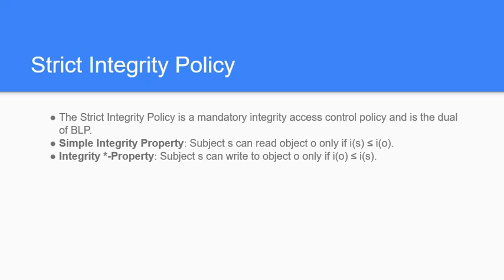The strict integrity policy states two rules or properties. The first one is the simple integrity property and the second is the star property. The simple integrity property states that a subject S can read an object O only if the integrity level of the subject is less than or equal to the integrity level of the object. Whereas the star property states that a subject S can write an object O only if the integrity level of the object is less than or equal to the integrity level of the subject.